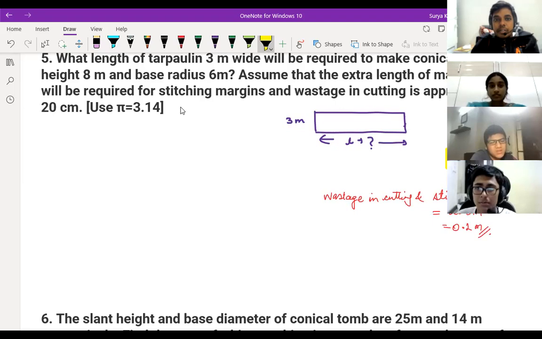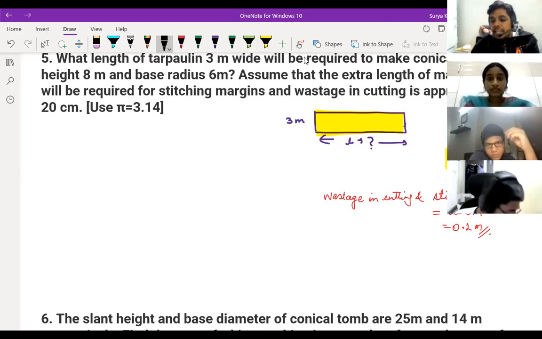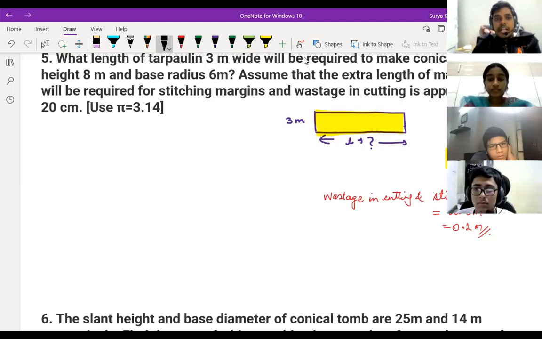I didn't understand the question, sir. You're not able to understand the question? Once again I'm repeating it. They are asking that we have to use one tarpaulin. Tarpaulin is nothing but a plastic sheet that people use in the rainy season to cover something, right? So with the help of that plastic cover, we have to cover one tent such that the tent height is 8 meters and radius is 6 meters. So we have to put tarpaulin on this top.